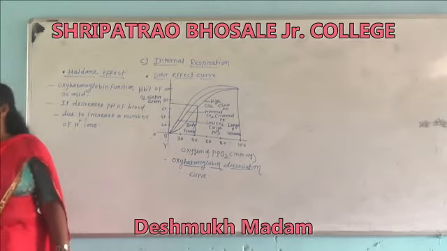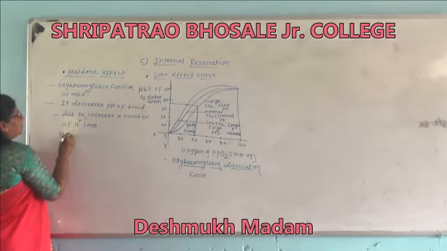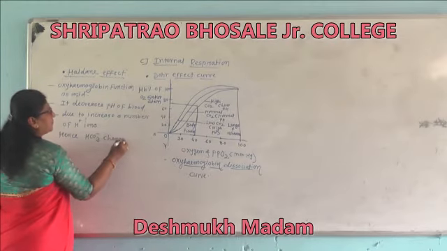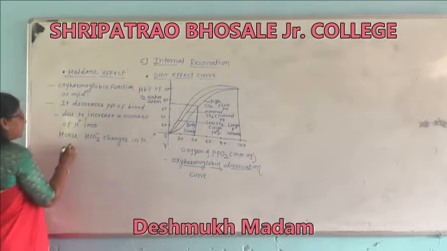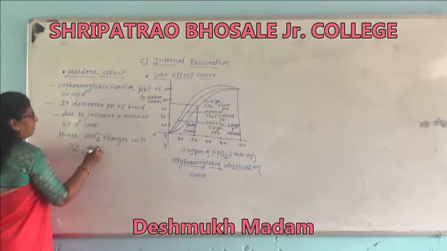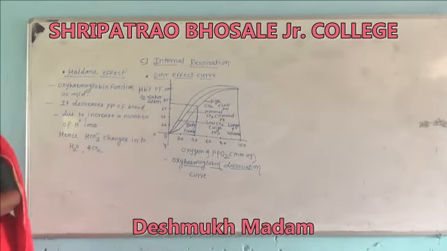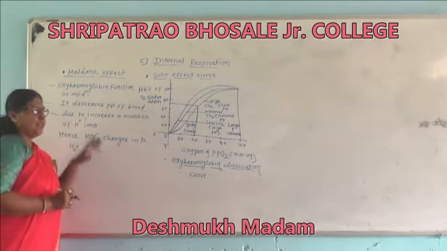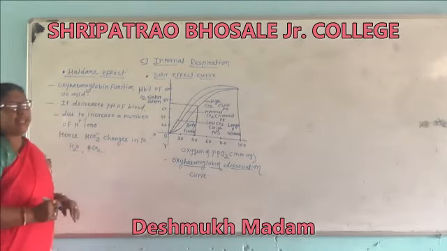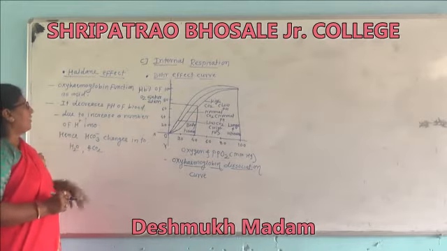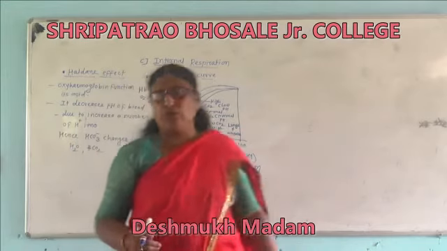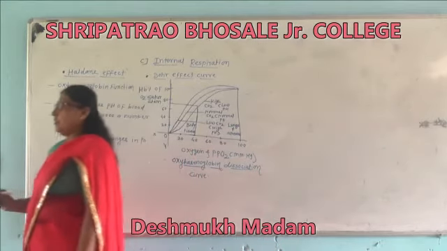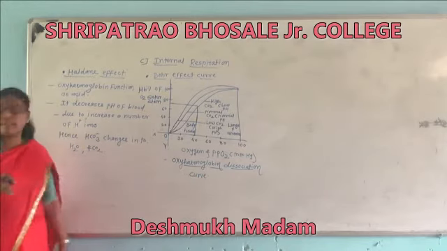Hence HCO3 changes into H2O and CO2. Oxyhemoglobin, which functions as an acid, decreases the pH of blood due to the increase in the number of H plus ions. Hence HCO3 changes into H2O and CO2.